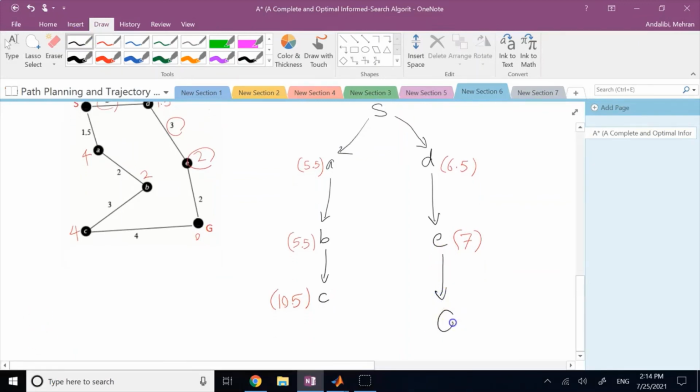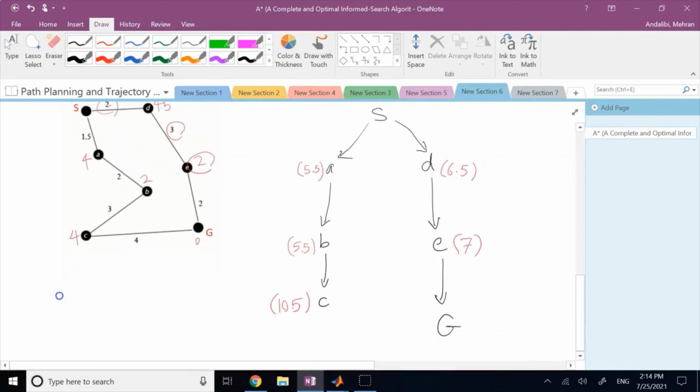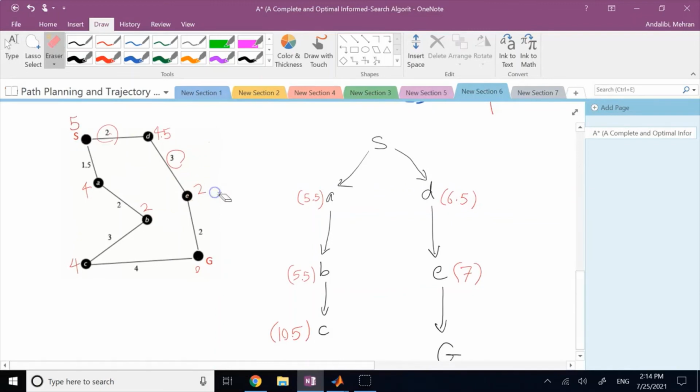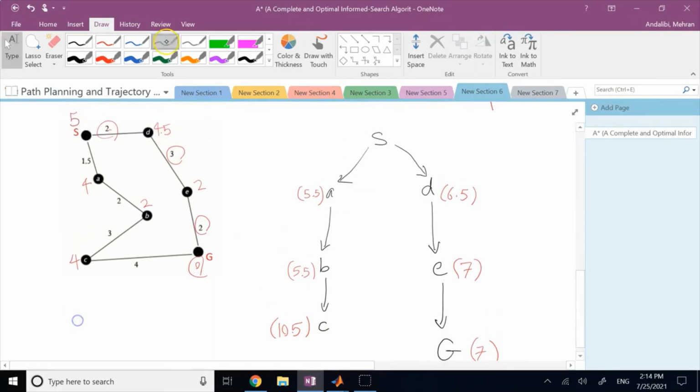And now, guess what? I can reach the goal. And if I reach the goal, you see the number is going to be what? It is going to be 2 plus 3 plus 2 plus the number here, which is simply 7. And clearly this one is better than that number, so I can already say this branch is a dead end.